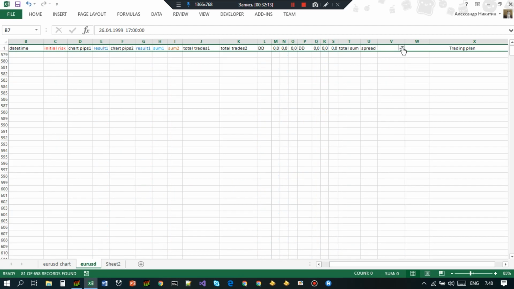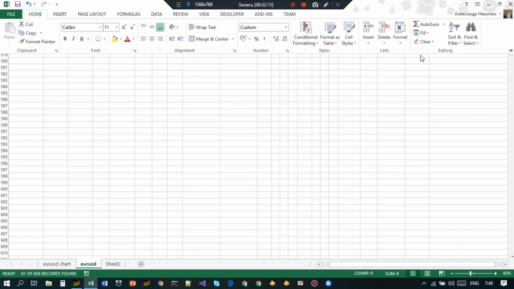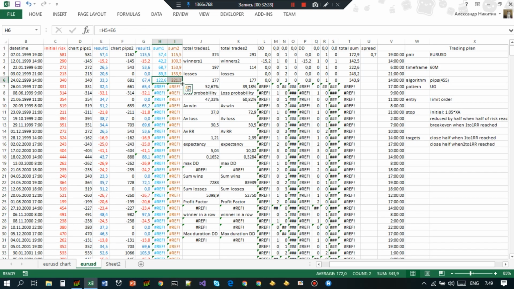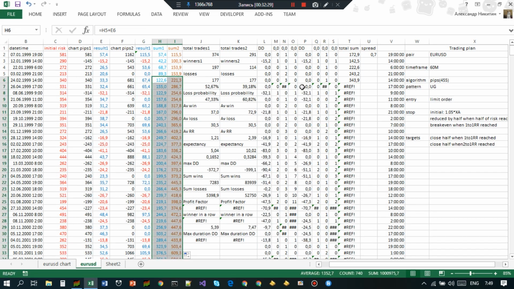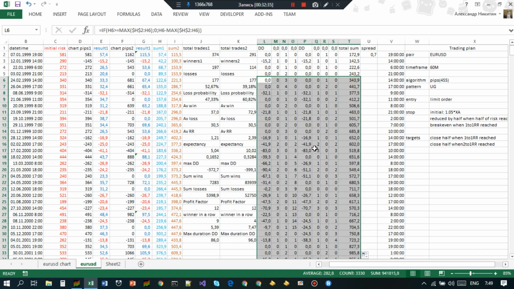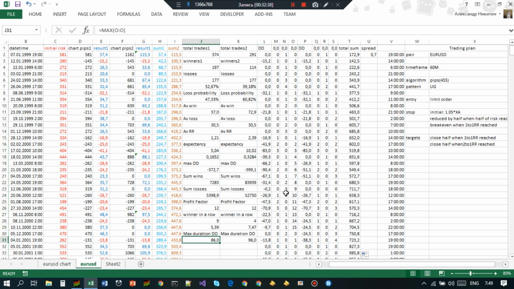Okay, then I will undo the filter. And you see some of these cells, they are not calculating correctly. So let me restore the formulas within these cells. Maybe I need to restore this one. Okay, now we have a different picture here. What is the result?